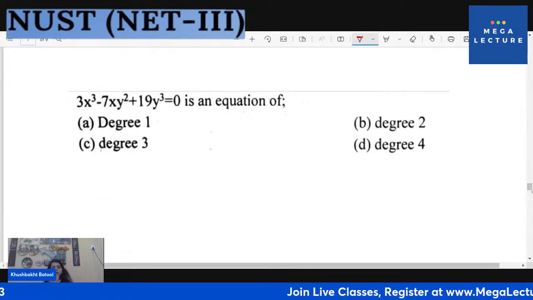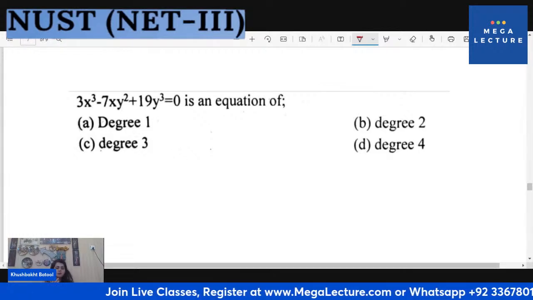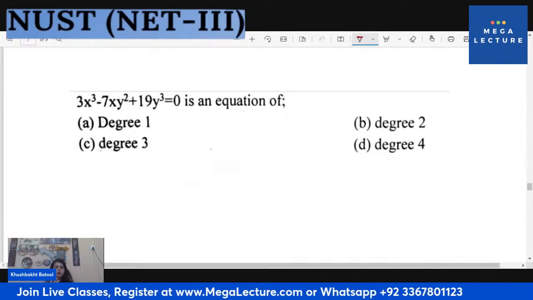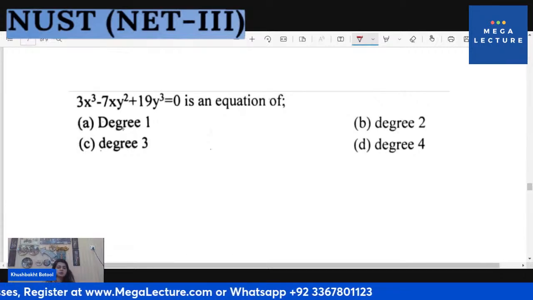This is an equation of... Now we are interested in finding the degree of this equation. This is a cubic equation. So the degree is going to be 3.